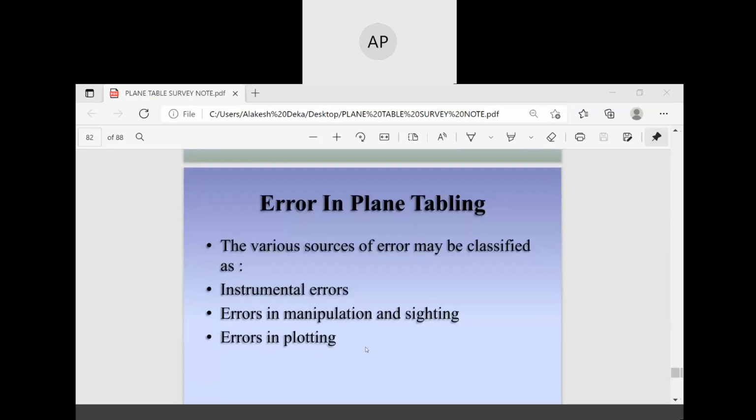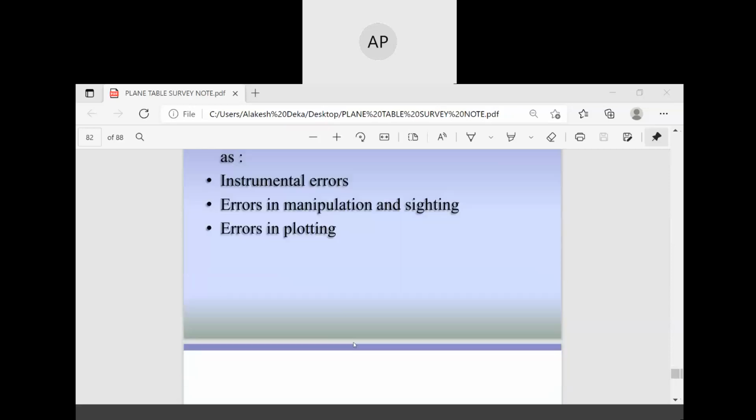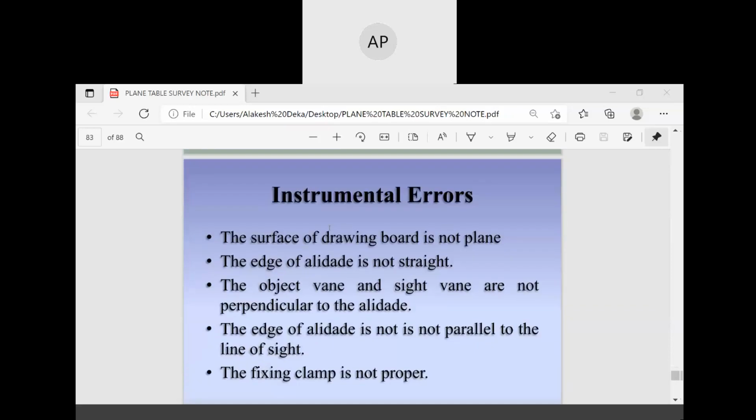And errors in plane table. The various errors may be instrumental errors, errors due to manipulation, and errors in plotting. These are the instrumental errors: the surface of the drawing board is not plane, the edge of the alidade is not straight, the object vane and sight vane are not perpendicular to the alidade, the edge of the alidade is not parallel to the line of sight, and the fixing clamp is not proper.